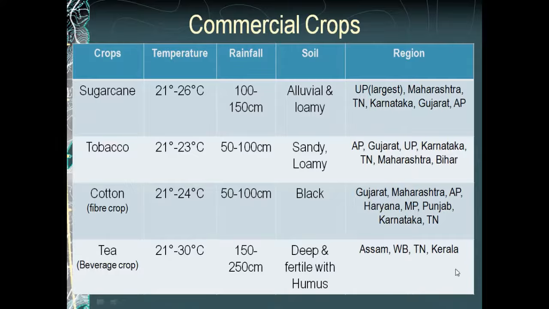Now, after fiber crops, we discuss beverage crops: coffee and tea. Tea requires 21 to 30 degrees Celsius temperature, 150 to 250 centimeters of rainfall, and deep, fertile soil with humus. Assam is very famous for tea. Assam, West Bengal, Tamil Nadu, and Kerala grow tea.